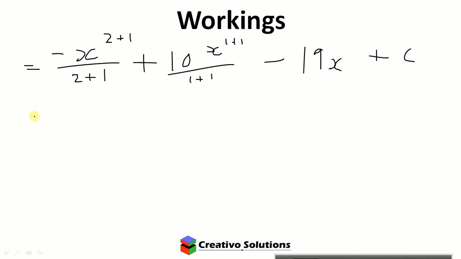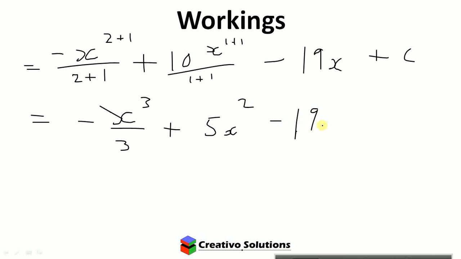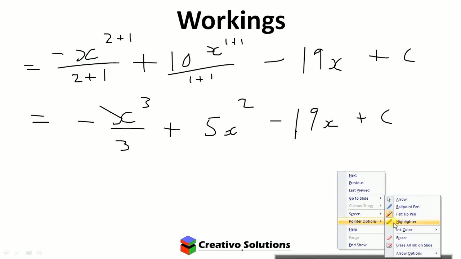So let's neaten this up. Minus x to the 3 over 3, plus 10 over 2 is 5, so 5x squared, minus 19x, plus c.